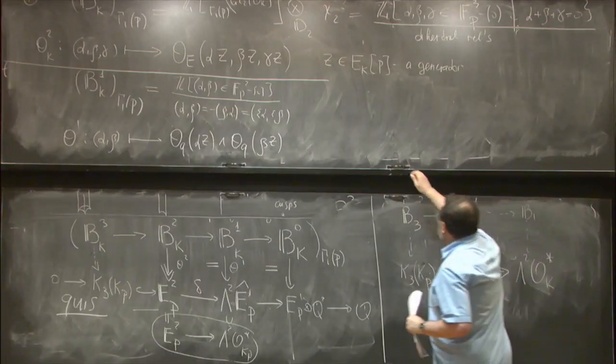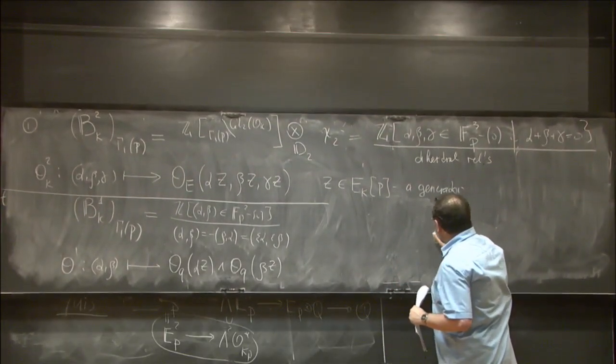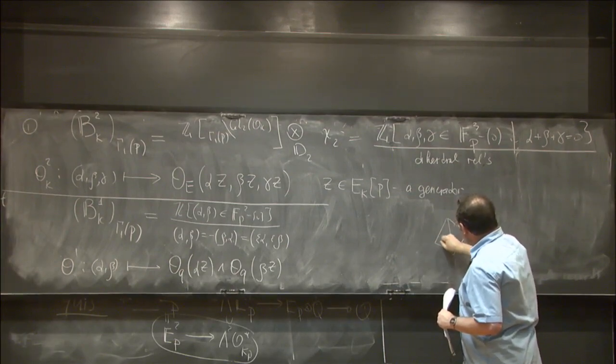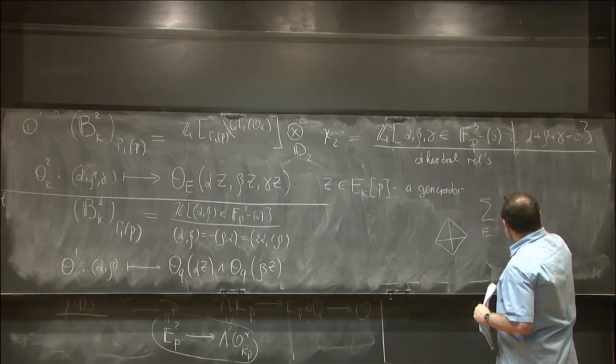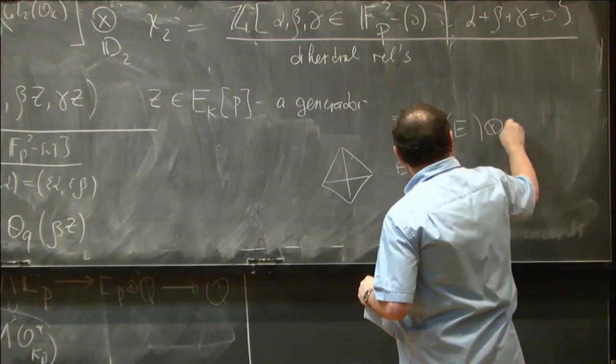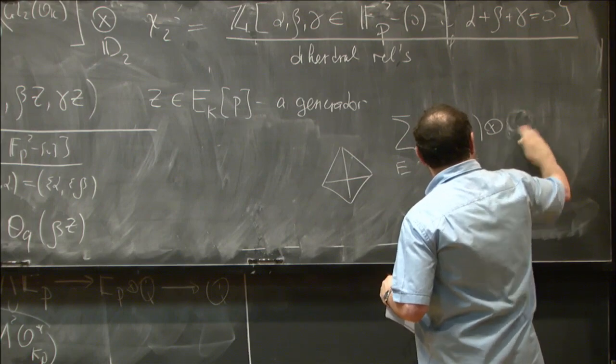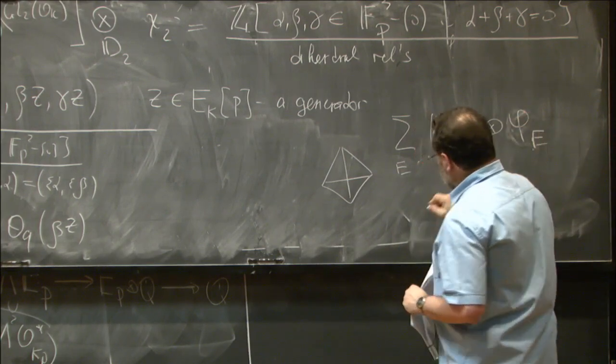Then the invariant is this. If you live in a Euclidean space, if you have a polyhedron, then you take the sum over edges of this polyhedron of the length of the edge, multiplied by the dihedral angle. Sorry about that again. The dihedral angle at this edge. Okay.